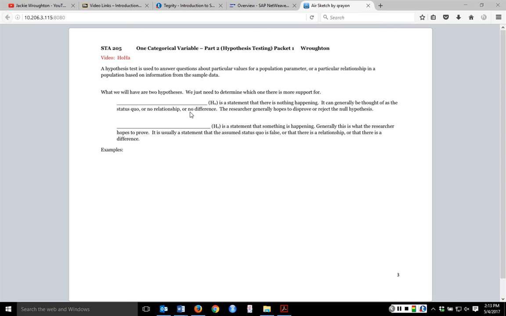The first one that we're going to have is what's called the null hypothesis. We're usually going to label that as H0. And this is the idea that nothing is happening. Generally, this is what's claimed to be true, or what you believe to begin with.